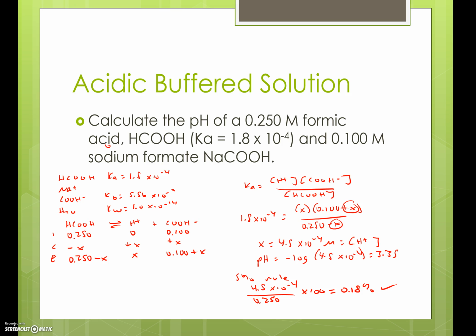Multiply both sides by 0.250. Divide both sides by 0.100, and we're going to get an X value of 4.5 times 10 to the minus 4. That's going to give us the concentration of hydrogen ions. If we take the negative log of that, that'll give us the pH, so 3.35. And we can do our 5% rule by taking 4.5 times 10 to the minus 4, dividing it by the original concentration of 0.250, multiply it by 100, and that gives us 0.18%, so it was okay for us to get rid of our X value.